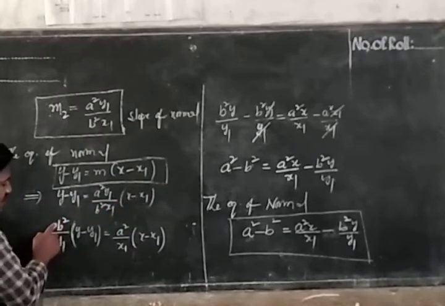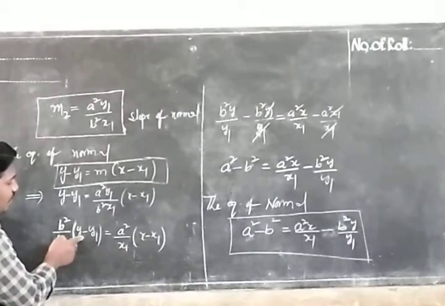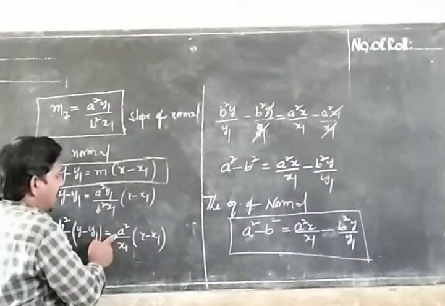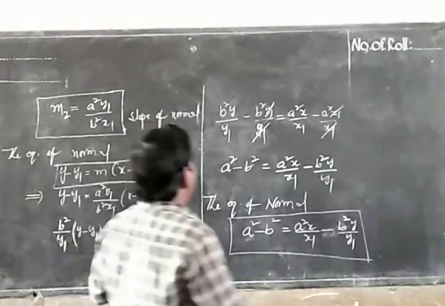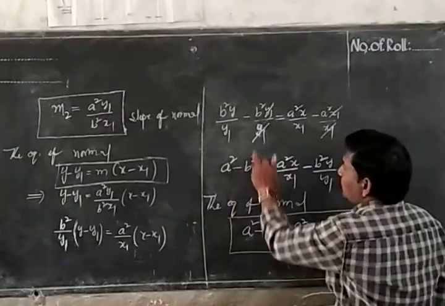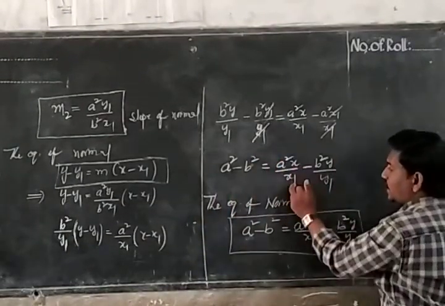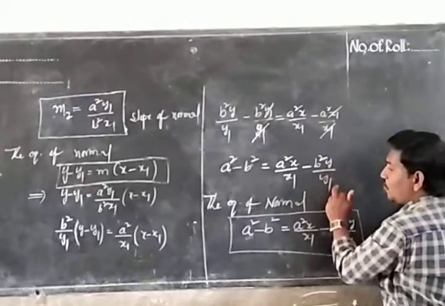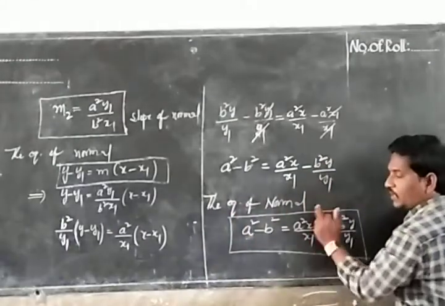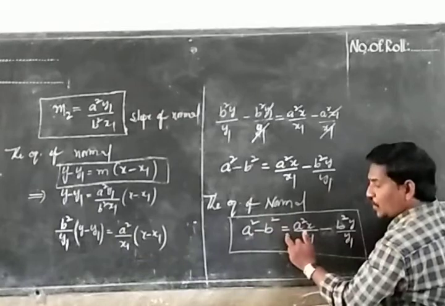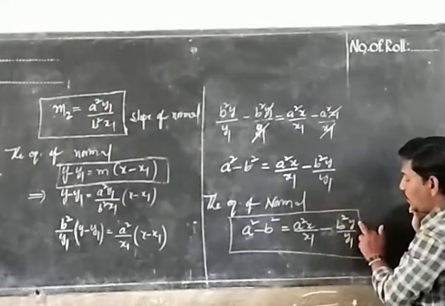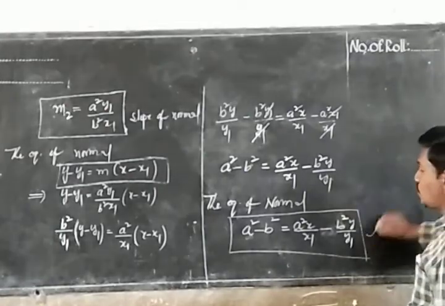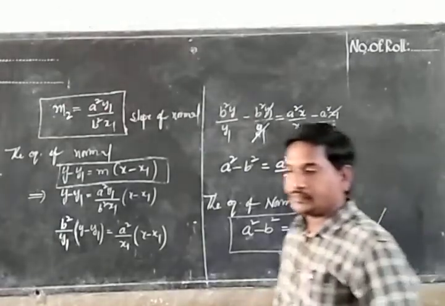By the transfer, b square by y1 into y minus y1 equal to a square by x1 into x minus x1. So a square minus b square equal to a square x by x1 minus b square y by y1. This is the equation of the normal.